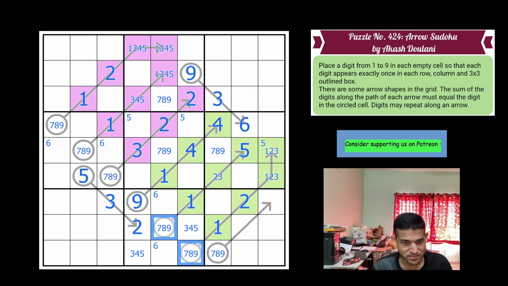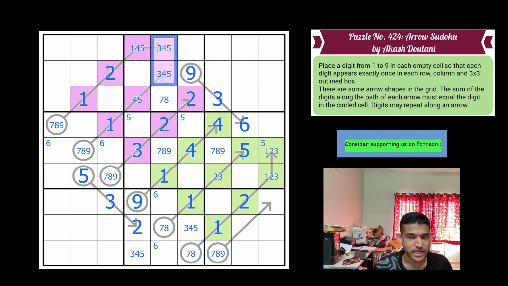So 9 is not here. This is a 7-8 pair. So this is not a 9, 7-8 again. So what do I do now? 3 is not in these cells. Just so many things to do now. 1 is not here.